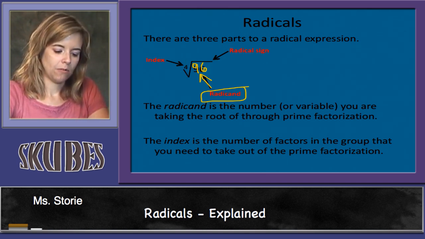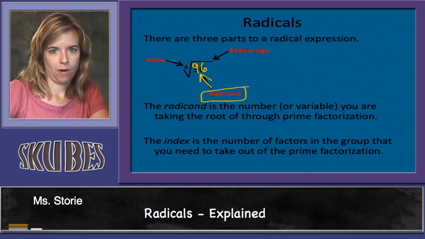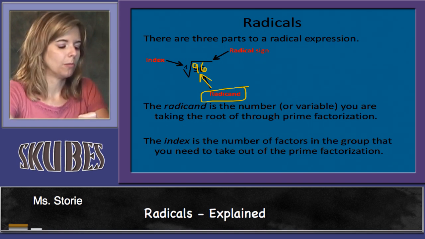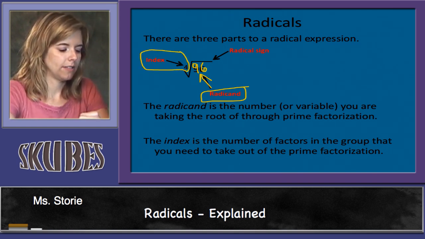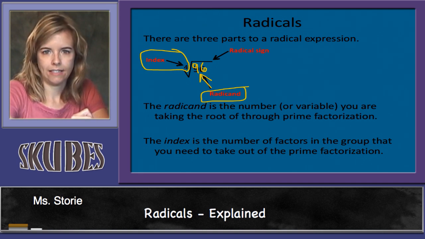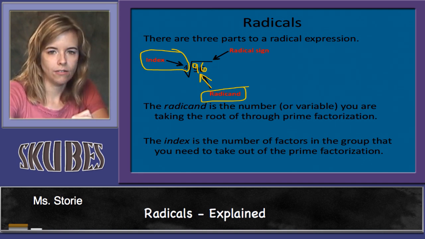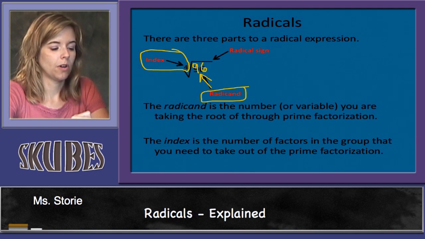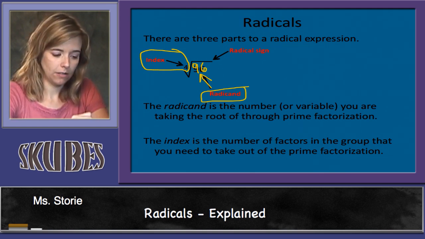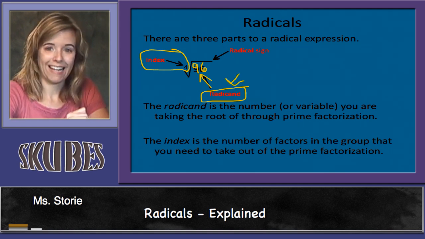And the index is the number of factors in the group that you need to take out for prime factorization. That's a lot, but we'll talk about what it means. It's a lot easier than it sounds. Just know that your index is a teeny tiny number that's directly outside of the radical sign, and the number and possibly variable that's inside the radical sign is called the radicand.